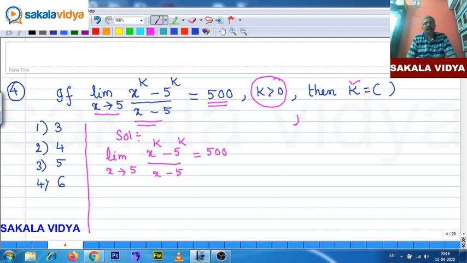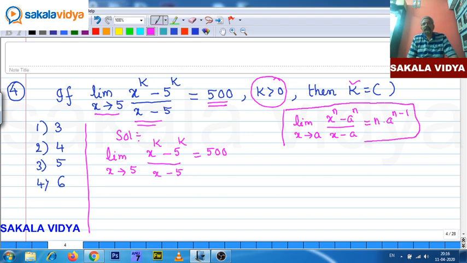See, we have the formula: limit x tends to a, x to the power of n minus a to the power of n by x minus a, that is n into a to the power n minus 1. This is the basic first fundamental formula. So, this can be written k into 5 to the power of k minus 1 equal to 500. So, just better verify the options now.